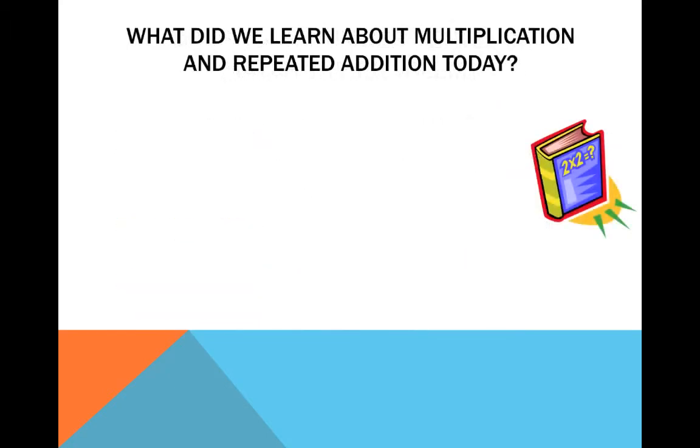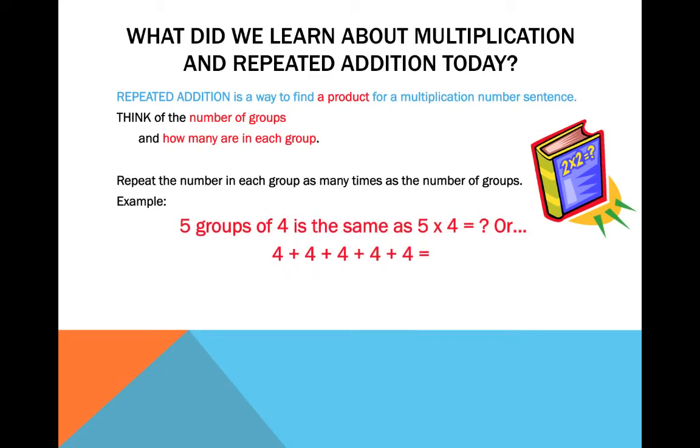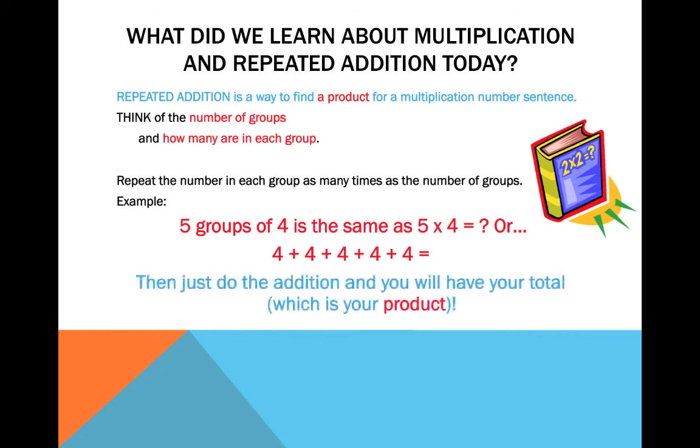What did we learn about multiplication and repeated addition today? We learned that repeated addition is a way to find a product for a multiplication number sentence. Think of the number of groups and how many are in each group. Repeat the number in each group as many times as the number of groups. So for example, 5 groups of 4 is the same as 5 times 4, or 4 plus 4 plus 4 plus 4 plus 4 equals. Then just do the addition and you will have your total, which is your product.